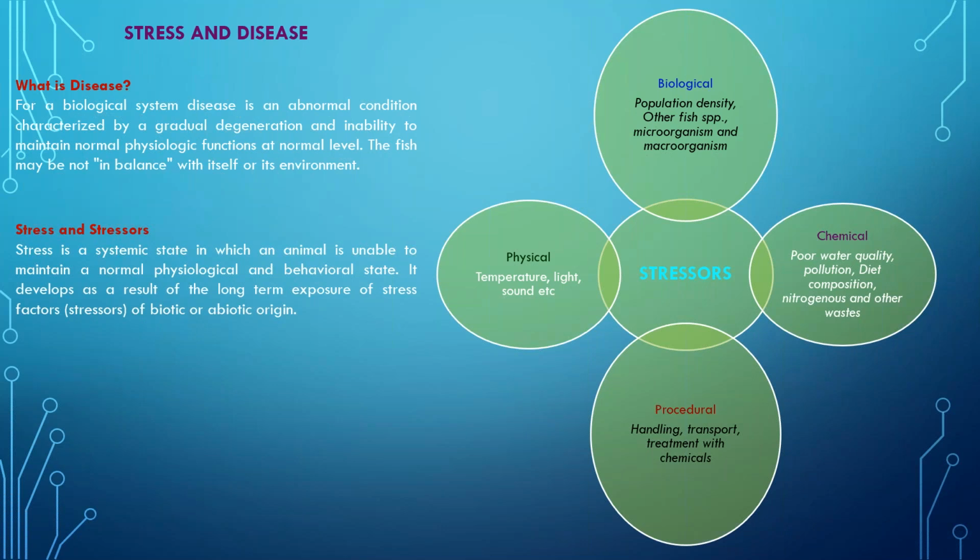procedural ones. Under the biological ones, the population density, other fish species, the microorganisms and the macroorganisms come into role in the aquaculture practices. Under the chemicals are the water quality, pollution, diet composition, and the waste that is eliminated. Under the physical conditions are the temperature, light, and sound, which come into play in inducing a stress factor among the fish culture. And the procedural part, a very important part and least considered, is the handling, the transport, the treatment with the chemicals, and the subsidiary effects of the procedures.